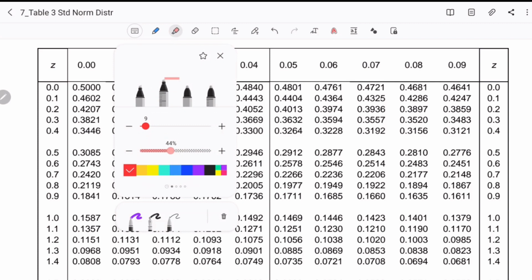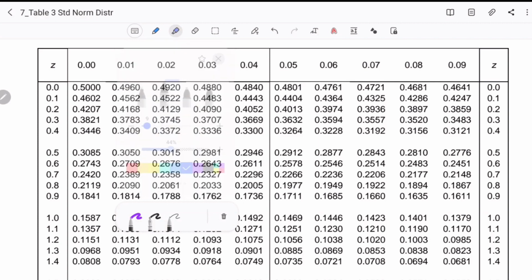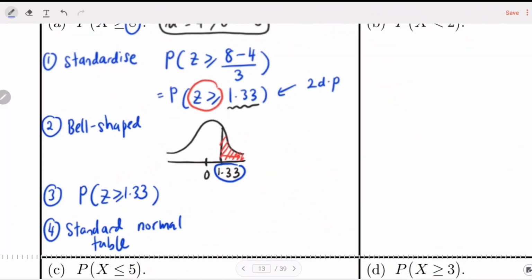First, you need to find the 1.3 first, which is on your left side here, 1.3. And then for the second decimal, it's going to be up there. So for 1.33, the value is here, which is 0.0918. So there are 4 steps to find the probability for normal distribution.